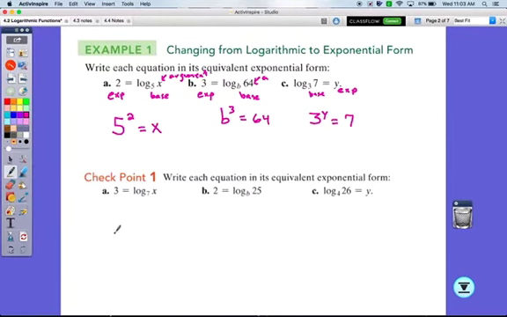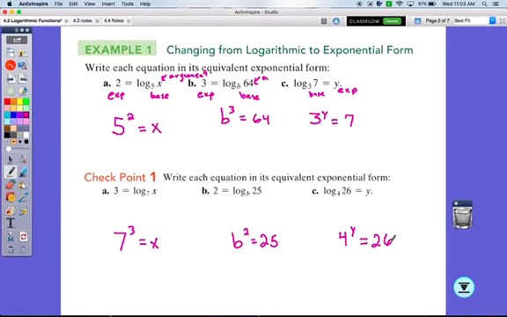Here are the answers. I've got 7 to the third is equal to x. I've got b to the second is equal to 25. I've got 4 to the y is equal to 26.